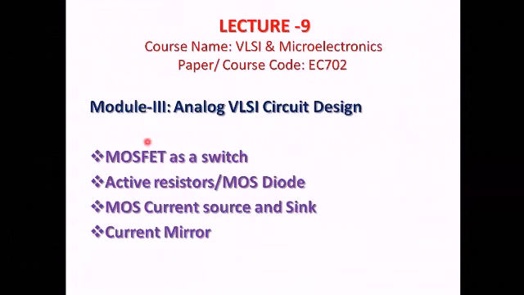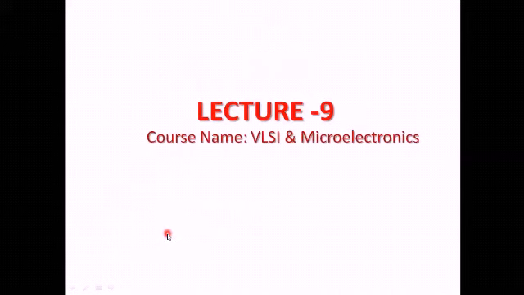Now, this is the lesson plan of lecture number 9 of this lecture series. Our paper is VLSI and microelectronics, the course code is EC702 and we are in module number 3, that is analog VLSI circuit design. So today we are going to study MOSFET as a switch, active resistors and MOS diode, MOS current source and sink, and current mirror. Before starting lecture number 9, let us have a quick recap of the previous lecture, that is lecture number 8, that is the starting of module number 3.